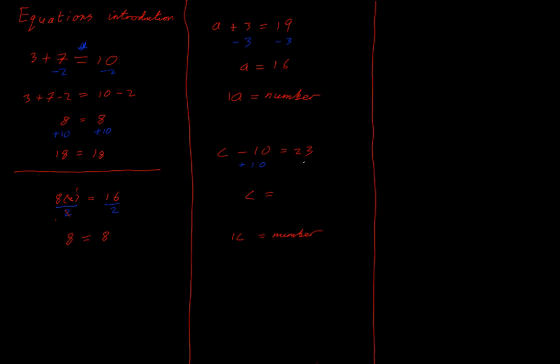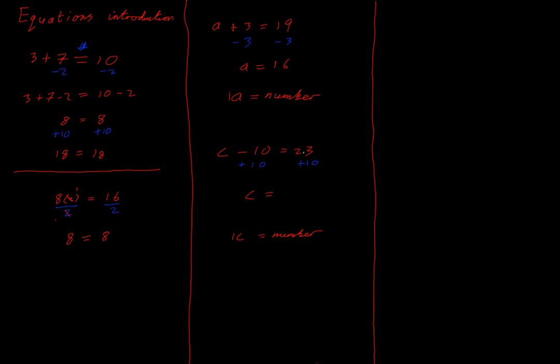But to keep everything balanced, I have to write plus 10 on the right-hand side, because I have to change both sides by the same amount, just like I saw here. If I only added 10 to my left-hand side, I'd have 18 equals 8, which isn't true. So I have to add 10 to both sides of my equation.